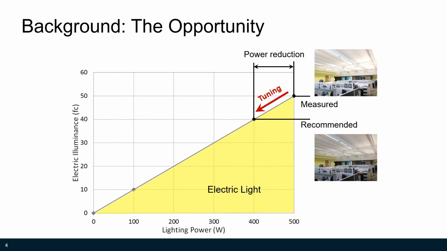So how does task tuning save energy? Here we see the light level produced by an idealized lighting system as a function of its power. As you can see, as the lighting power increases, so does the amount of light in the space. For this idealized untuned lighting system, you would measure 50 foot candles of electric lighting, while the system uses 500 watts of electricity. For this example, the recommended light level per the Illuminating Engineering Society is 40 foot candles. Tuning adjusts the lights to those recommended levels, resulting in a power reduction of 100 watts.